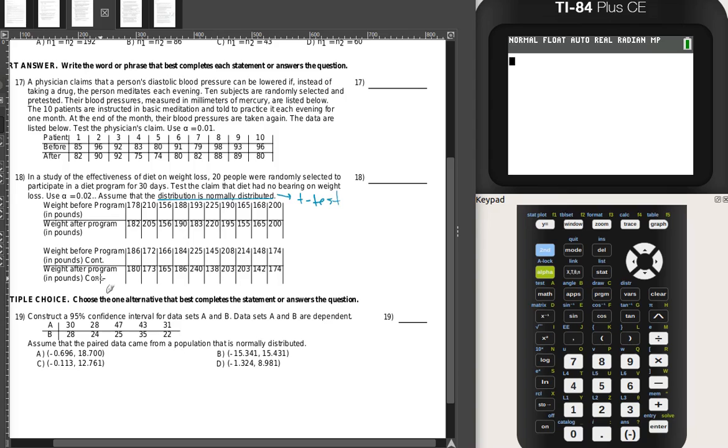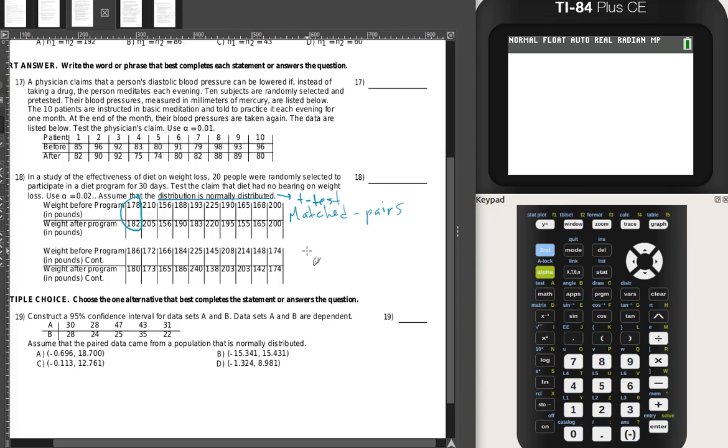It appears, and we can only guess based on the context, that these 20 pairs of data values, for example the 178 and the 182, are from the same person, right? Because we measure their weight before the program, we measure their weight after the program, and that leads us to believe that this is a matched pairs sort of sample, because it's a person matched against themselves.